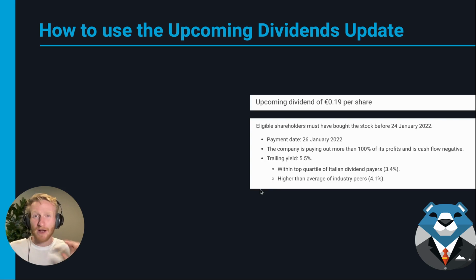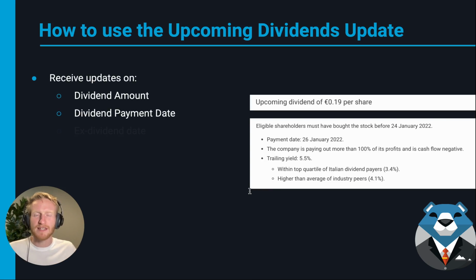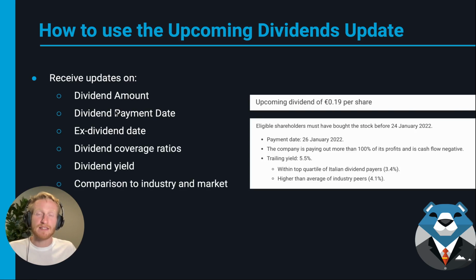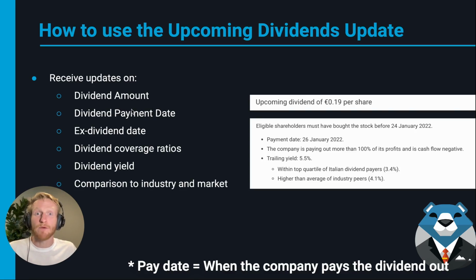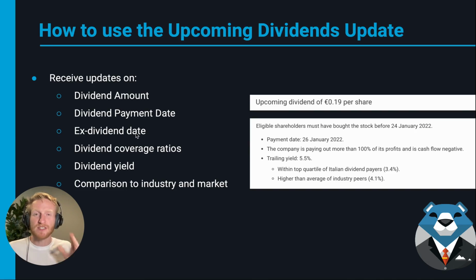So we're going to first cover the upcoming dividends update, and this dividend update provides a lot of details about any dividend that's about to be paid on that particular stock. It goes over things like the dividend amount, how much it is per share, when the dividend payment date is, when the amount would hit your bank account, and the ex-dividend date, which is the date you have to own the stock by in order to be eligible for the dividend, and I'll go into that in just a second. Then the dividend coverage ratios, which show how well the dividend is covered by earnings or free cash flow.